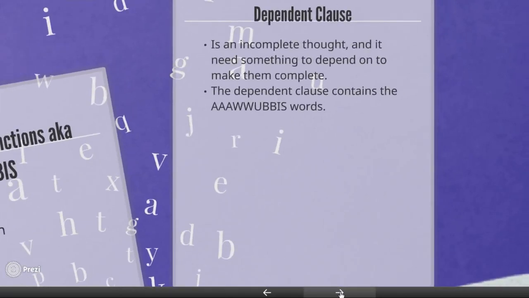A dependent clause is an incomplete thought, or you can think of it as an incomplete sentence. And a dependent clause needs something to depend on to make it complete. Throughout this video, you will notice that our AAAWWUBBIS word is a part of the dependent clause. So let's look at an example. After we left the movie. After is one of our AAAWWUBBIS words. After we left the movie is an incomplete thought, so it will be considered a dependent clause.